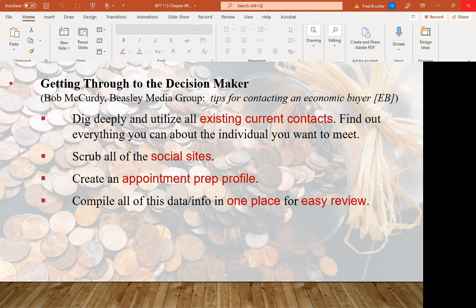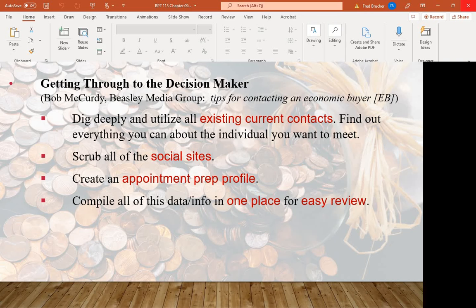Getting through to the decision maker. These are some tips that have been developed by top salesperson at Beasley Media Group, Bob McCurdy. And this is what he suggests. First, dig deeply and utilize all existing current contacts.